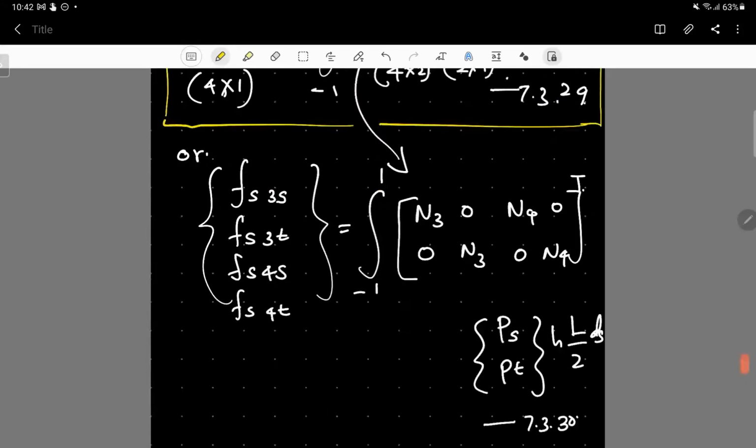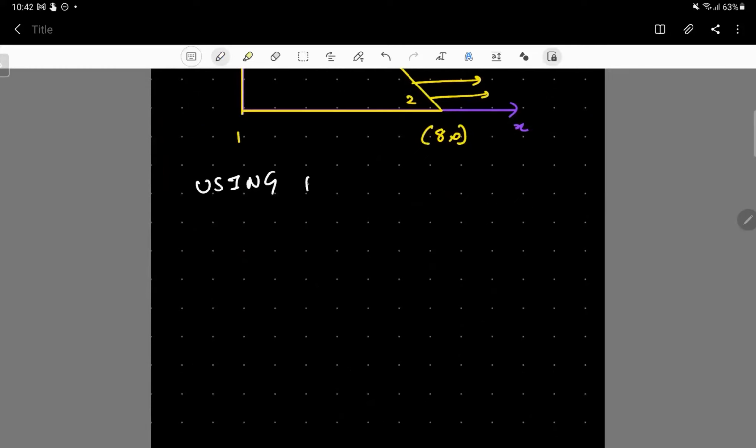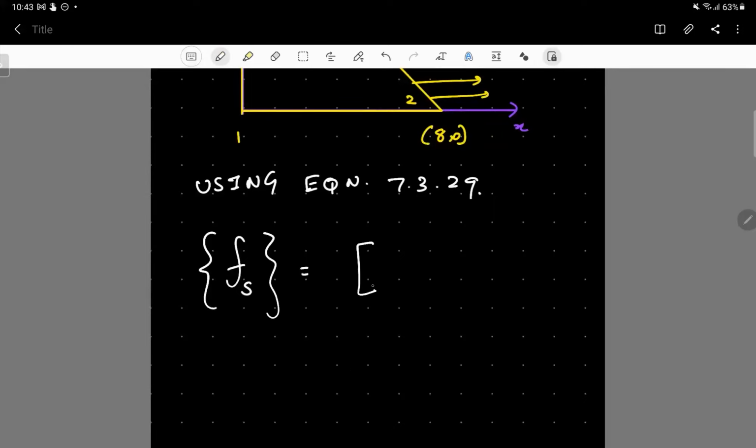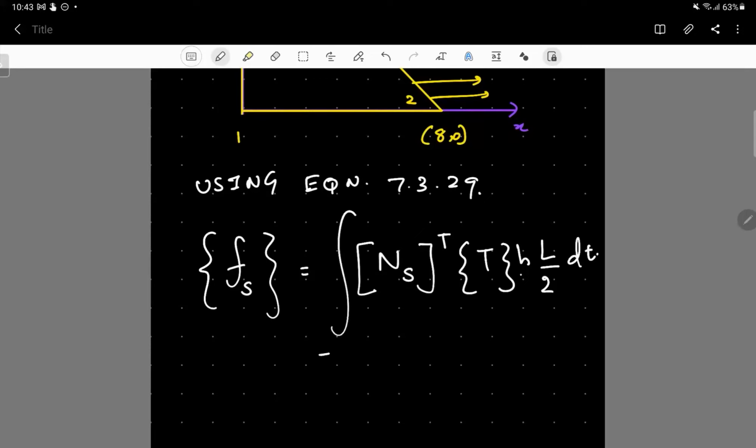Using equation 7.3.29, we can express the surface traction force along edge 2, 3 as the multiplication of the shape function, the transformation, the surface traction force matrix, the width or height of the plate element, and the length of the corresponding edge with respect to dt, performing the integration within the domain -1 to 1.